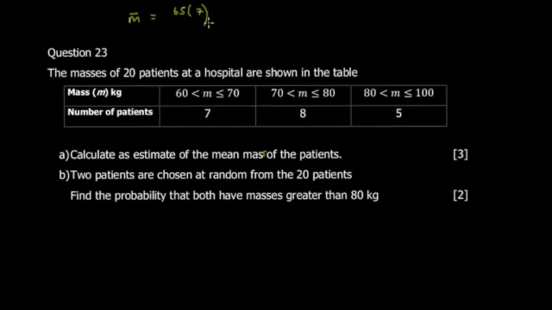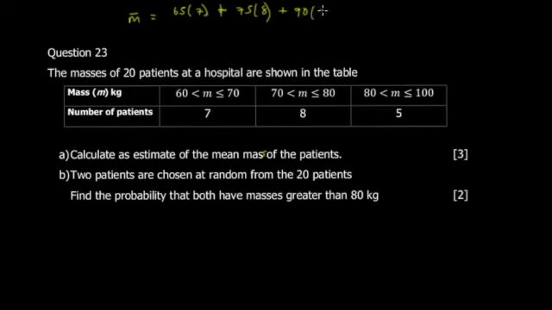Okay, so you're supposed to check the sum of these items. So here it's plus, here would be 75, multiply by 8, plus here would be 85, and here would be 90 rather.